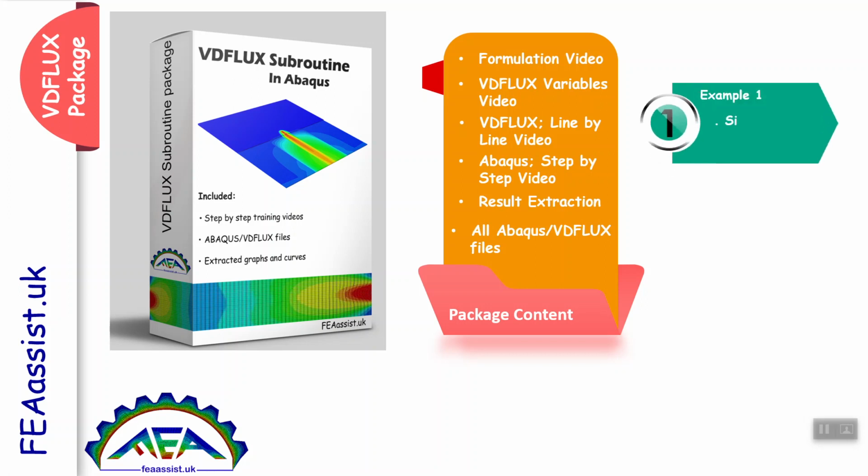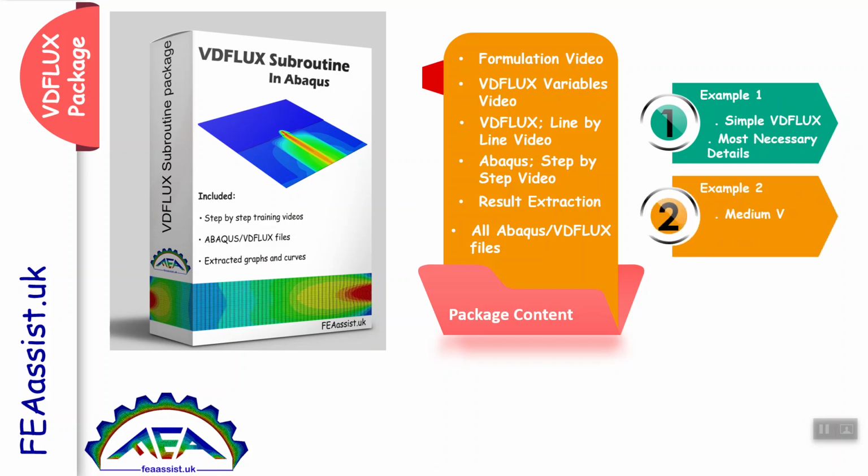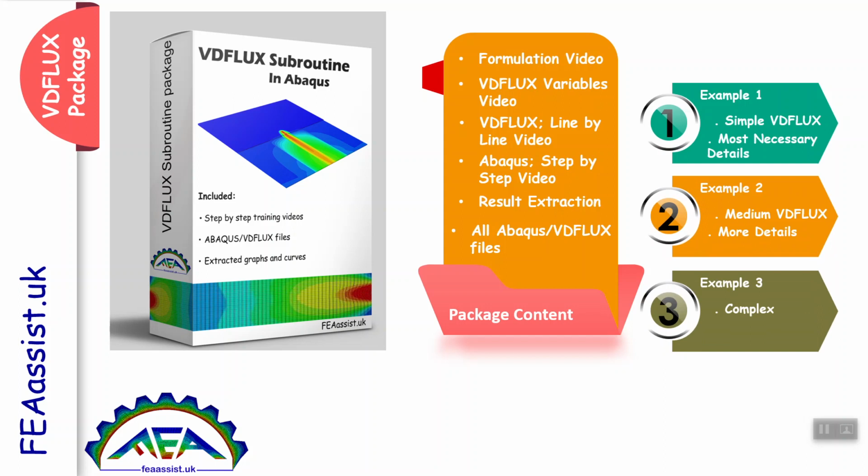This package includes 3 examples. Example number 1 is a simple VDflux subroutine in which the most necessary details are explained for the beginner. Example number 2 is a medium VDflux, and more details are explained. And in example number 3, which is a complex VDflux, all details are explained to make you an expert in writing VDflux.